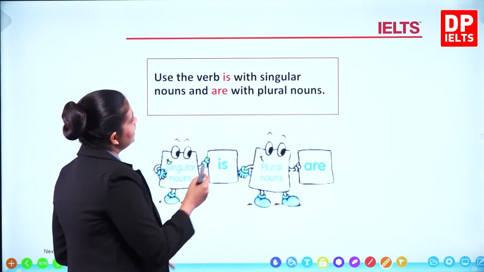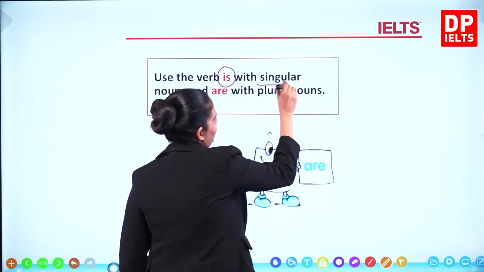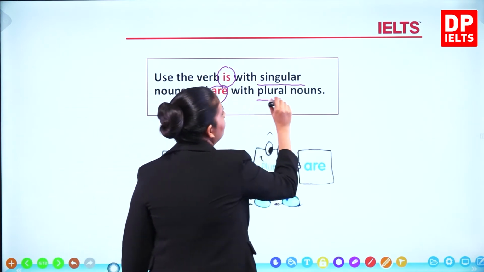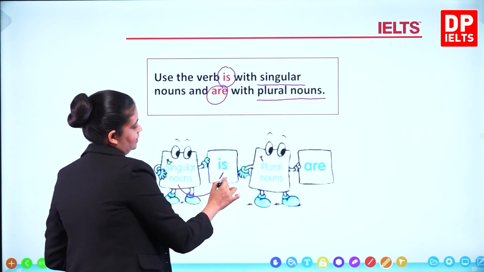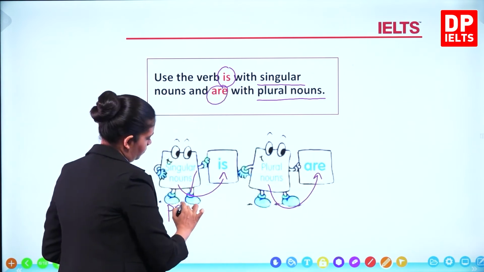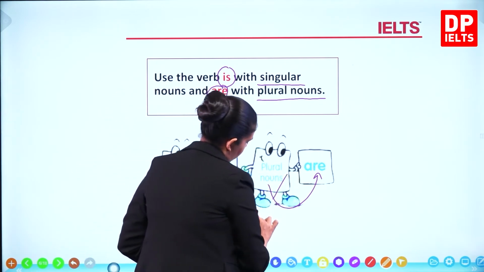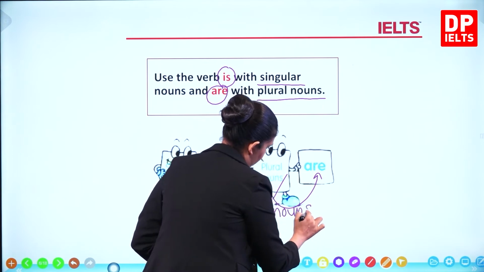Now, as I told you, you use is with the singular nouns and you use are with the plural nouns. So, singular nouns is, plural nouns are. You could also put pronouns. Right, here also you could put pronouns. Right?